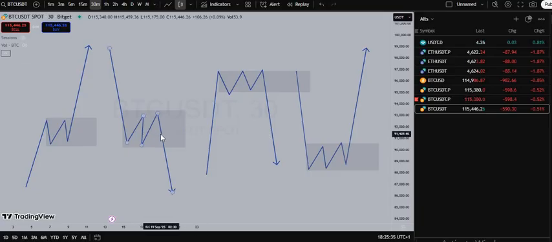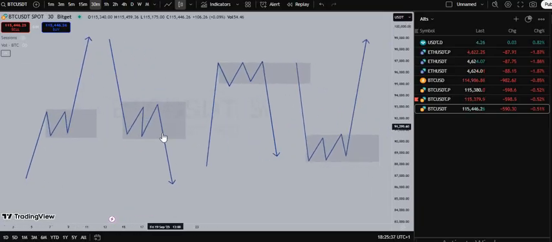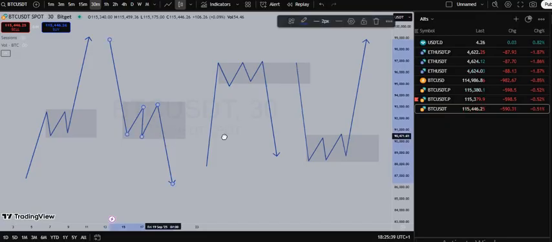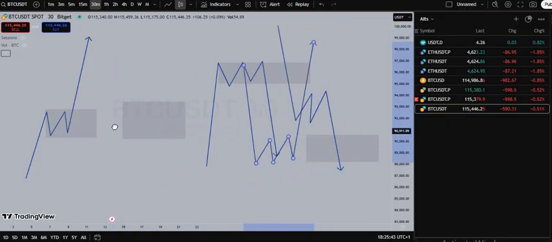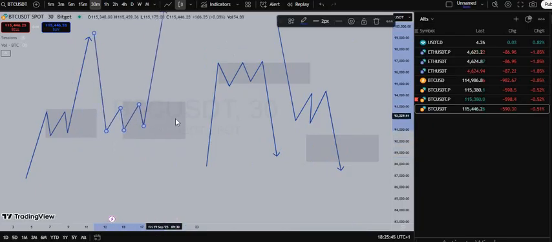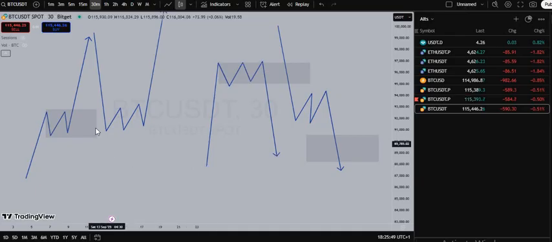Okay, let me illustrate this. I'll move this to this point and then I'll move this to this point. Yes, let me use this to explain it. We'll get there.